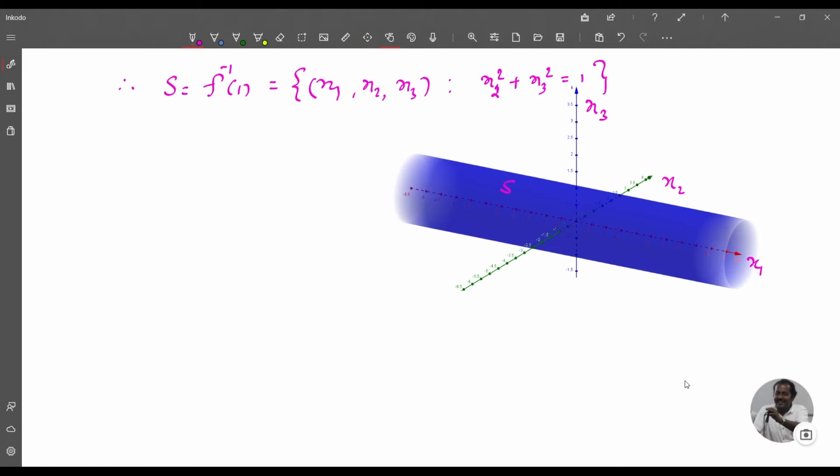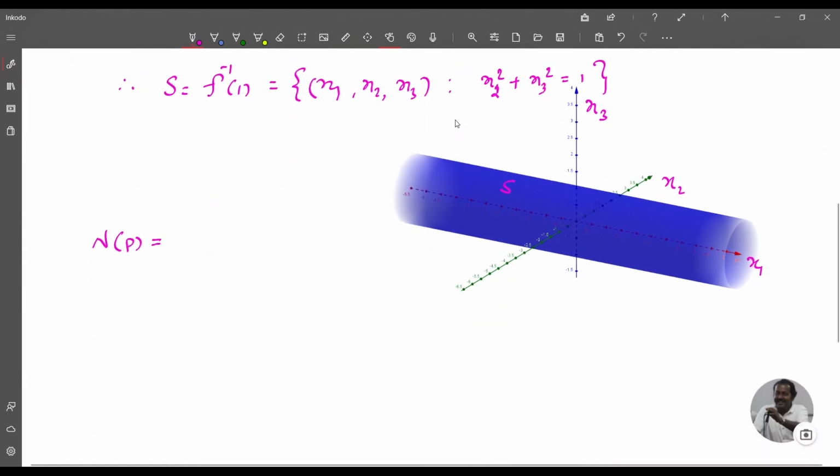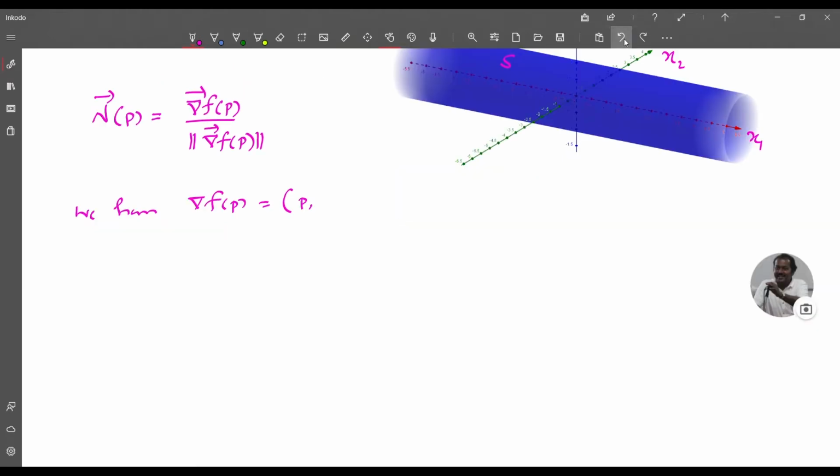So from this you have the orientation n of p, which is given by del f by norm del f. So n of p is del f of p divided by norm del f of p. So this is equal to, at p, dou f by dou x1, dou f by dou x2, dou f by dou x3.